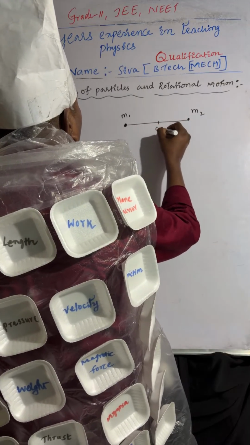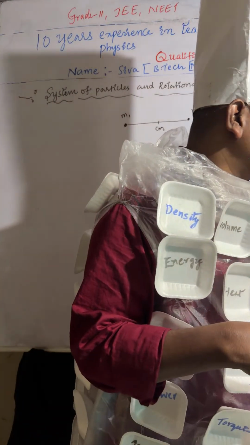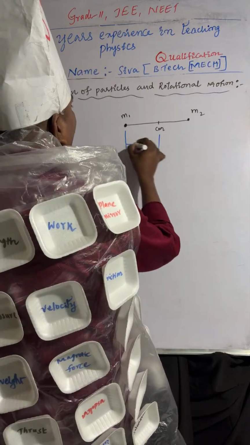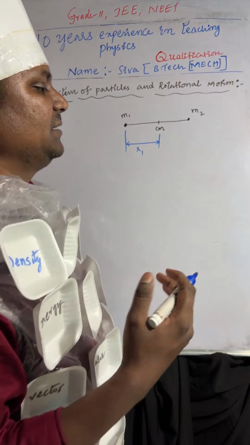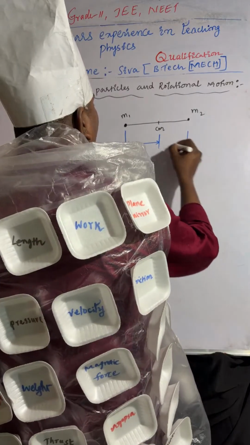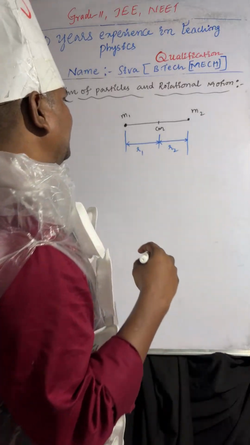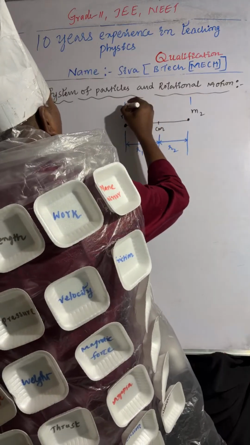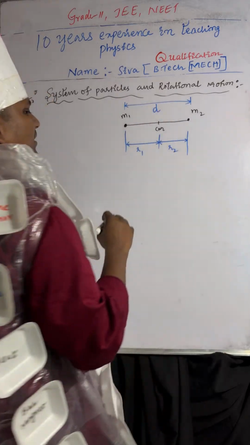Anyway, we know that the center of mass of the two particles will be at one point. From m1, the distance or position of the center of mass is r1. The position of the center of mass from m2 is r2. The total distance from m1 to m2 is d. That is the total distance. Understood or not?